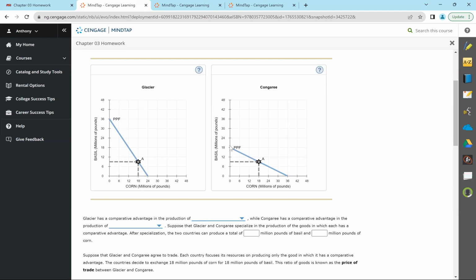They make basil. This is always kind of awkward. Who should make what?